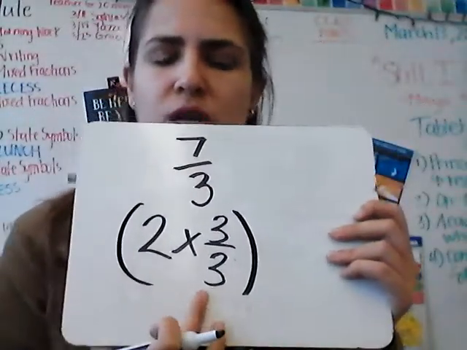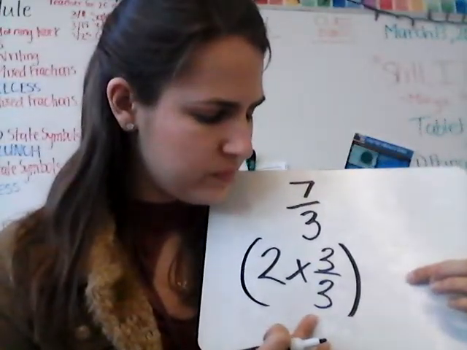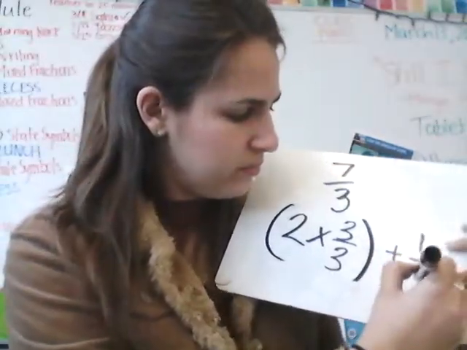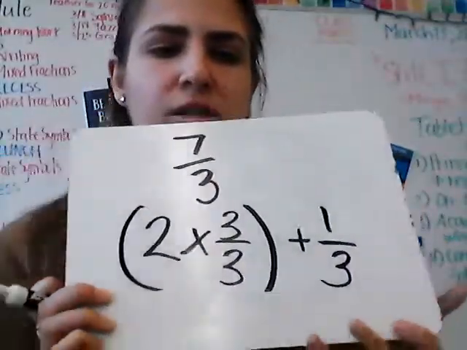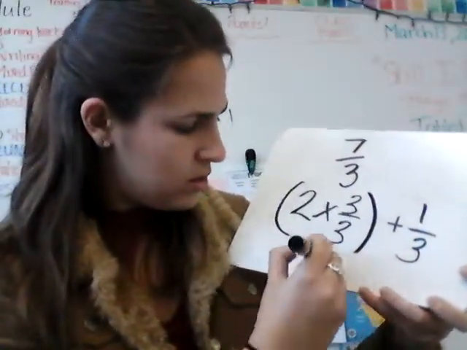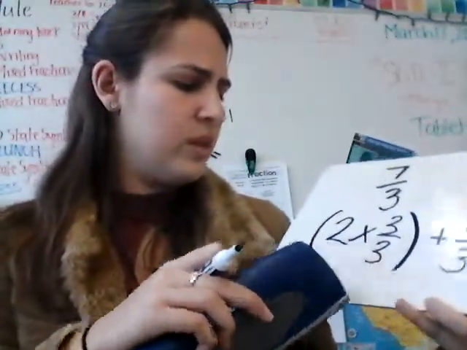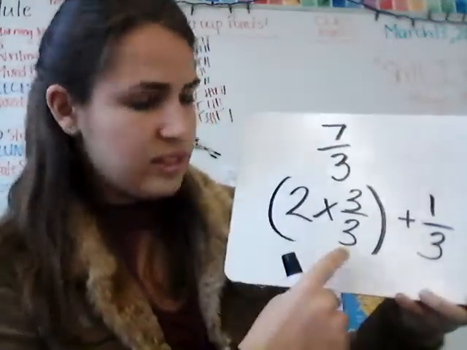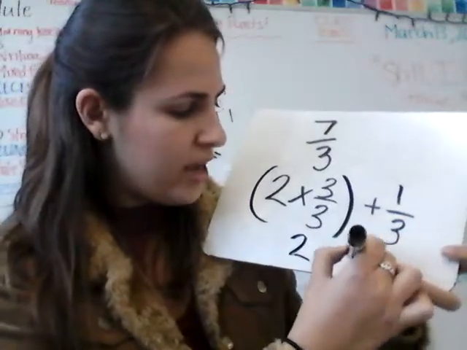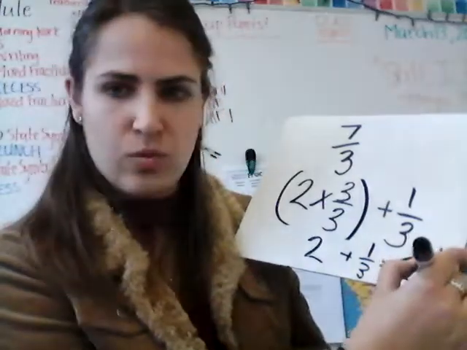So we know 2 times 3/3 will give us 6/3, and then what else do we need to add to that? You're right, 1/3. 2 times 3/3 plus 1/3. We know that this would be 6/3 or 2. I'm actually going to write it as 2. So this is going to give us 6/3, which is equivalent to 2 wholes, and then we're adding 1/3, which will give us 2 and 1/3.